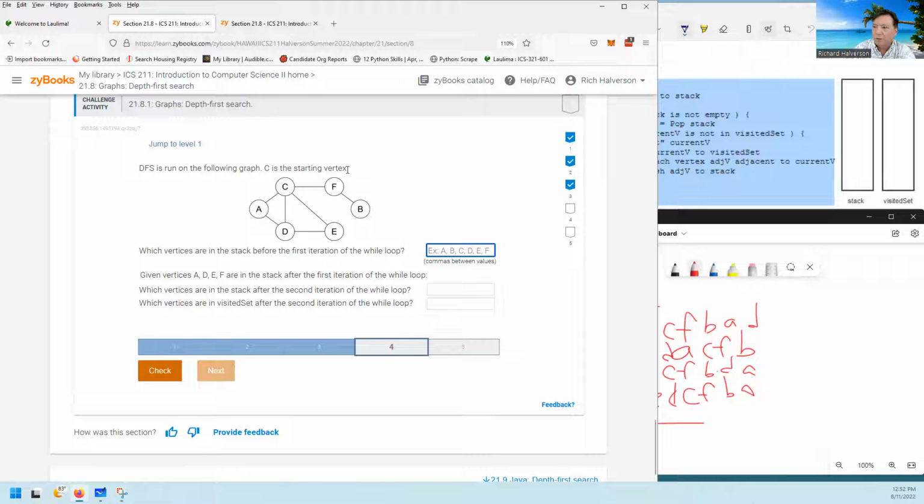DFS is run on the following graph. C is the starting vertex. Okay, we're starting here. Which vertices are in the stack before the first iteration of the while loop?